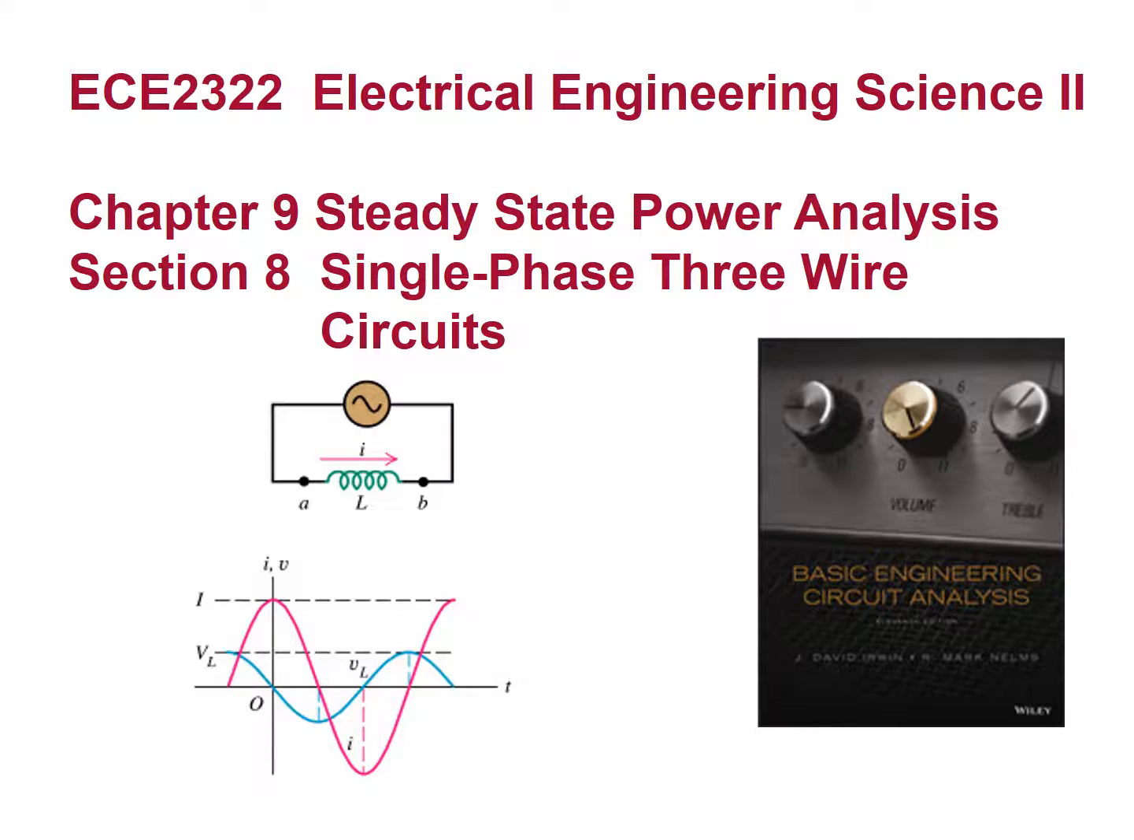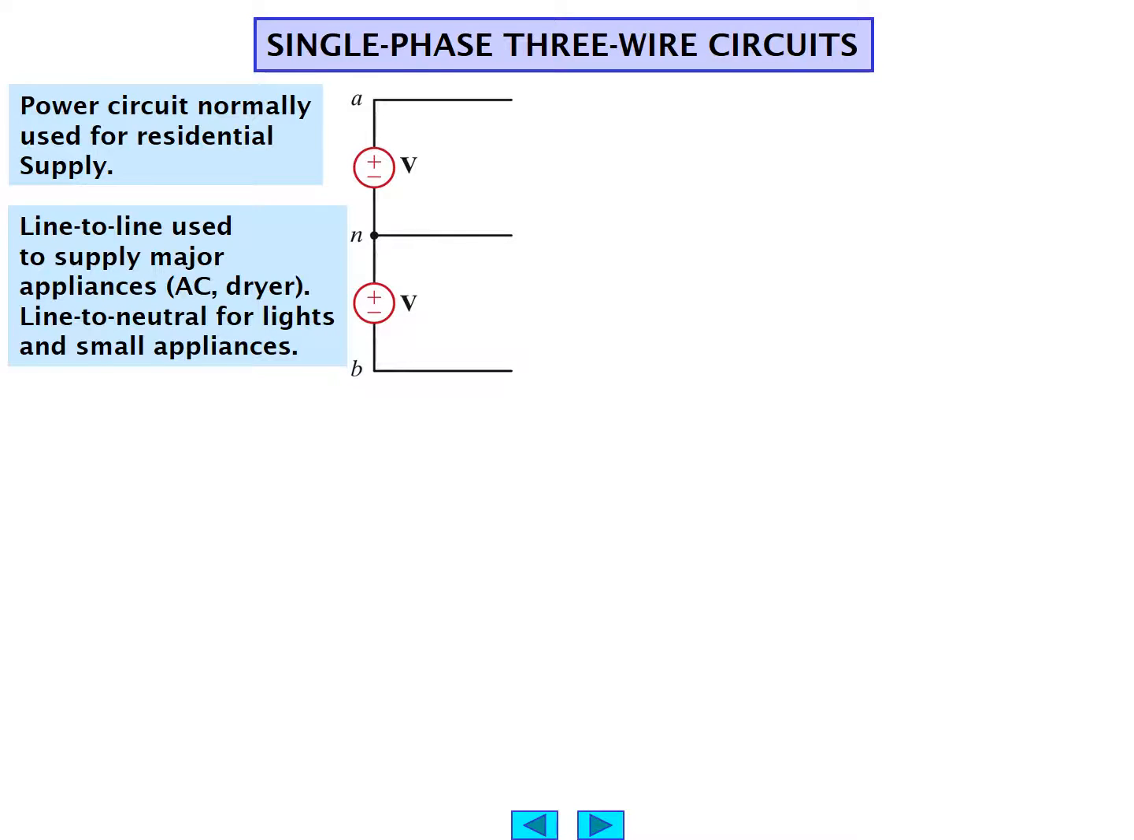This is section 8, single-phase 3-wire circuits. Power circuits normally used for a residential supply have this particular configuration. We have two voltage sources producing a line called A and a line called B and a line called N. N would be given the description of the neutral or the common return. This is a single phase 3-wire circuit as a result.